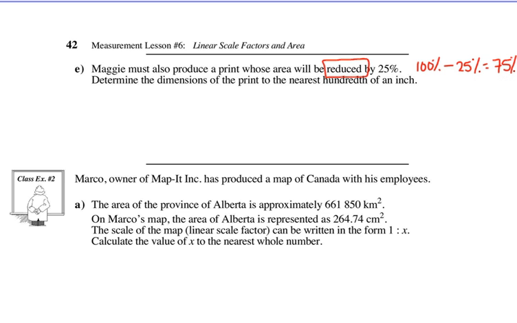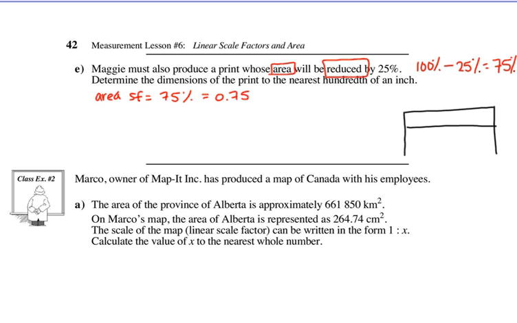So what would be my area scale factor? Because it's the area that we want to change. We want the area to be reduced. Our area scale factor would then be 75%, or as a decimal, 0.75. Because we only want 75% of the original. So remember I showed you make that chart.